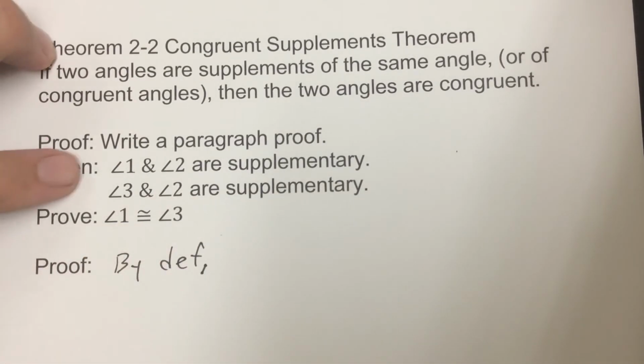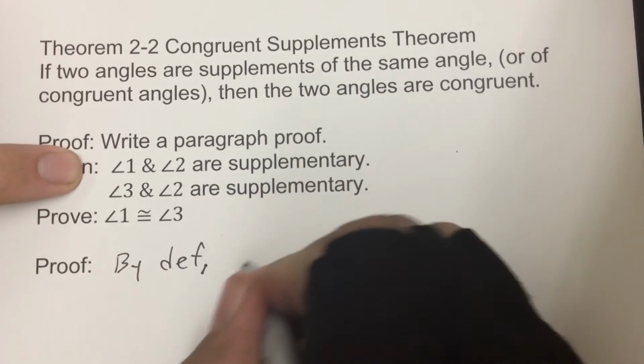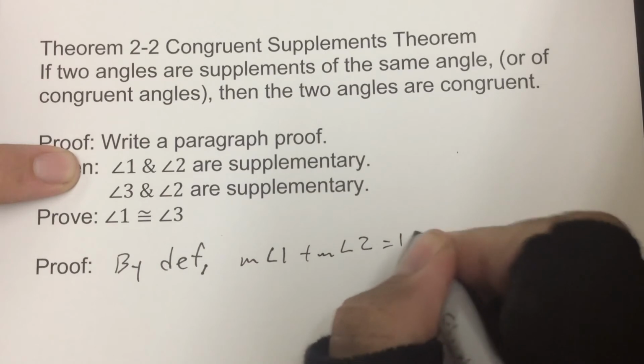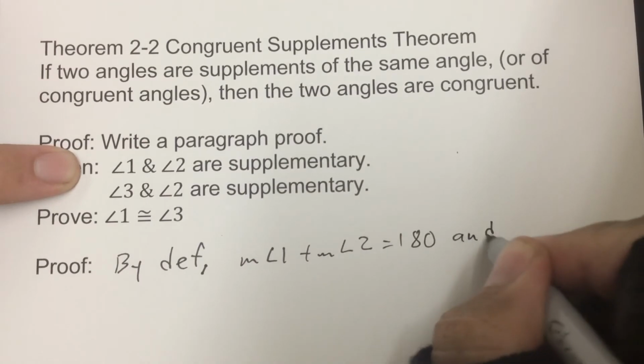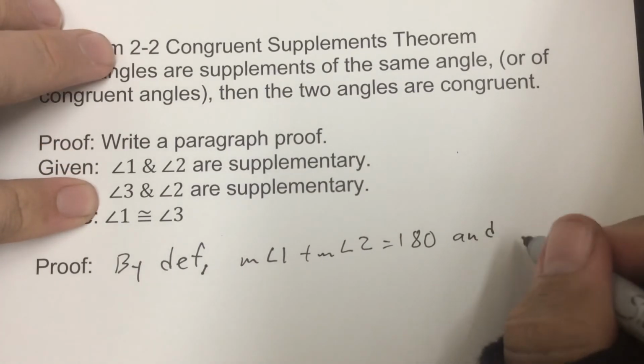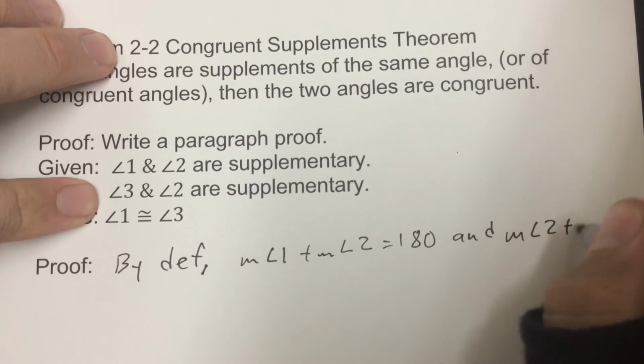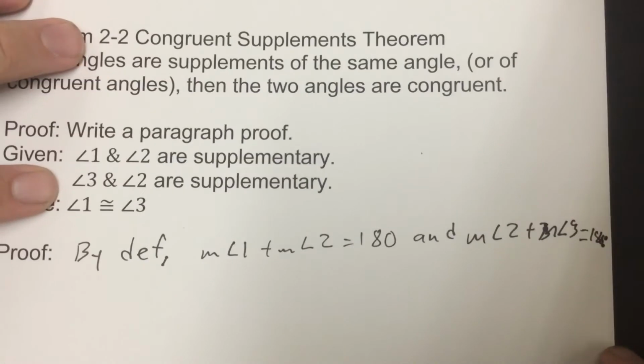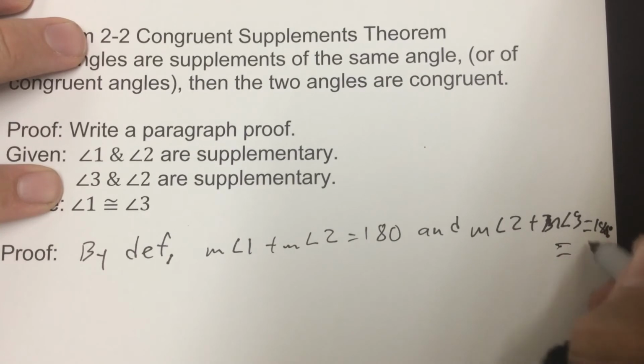well, what do we know? Well, if we know 1 and 2 are supplementary, we know the measure of angle 1 plus the measure of angle 2 is going to be 180. And we know that 3 and 2 are supplementary. So the measure of angle 2 plus the measure of angle 3 is also going to be 180. So equals 180 is what I have there.